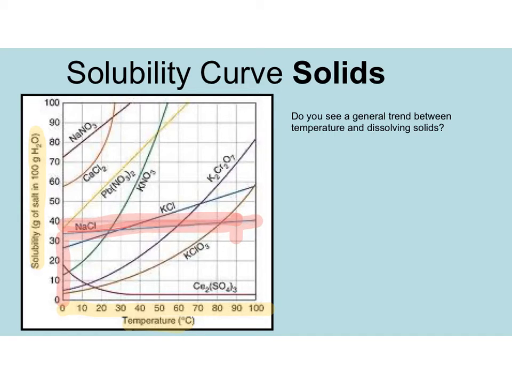So what that's showing you is that as you increase the temperature, as I go from left all the way to right, generally I can dissolve more. And if you look at all of these trends, like if you look at potassium chlorate, you can dissolve more as the temperature goes up. I can dissolve more. I can dissolve more and more.